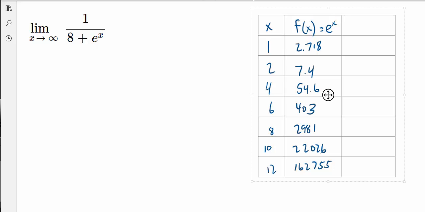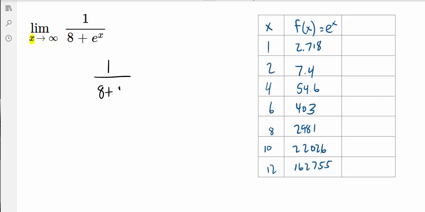So what you're doing in this example is, as x gets larger and larger, your fraction will be 1 divided by 8 plus a very large number. How large? Well, as large as you want it. It goes to infinity, right? The larger the x value you plug in, the bigger e to the x will be. So e to the x becomes as large as you want. Adding 8 only makes it a little bit even bigger yet. So what you have is a structure that's 1 over a really huge number, as big as you want.